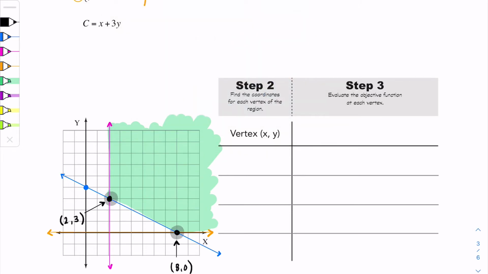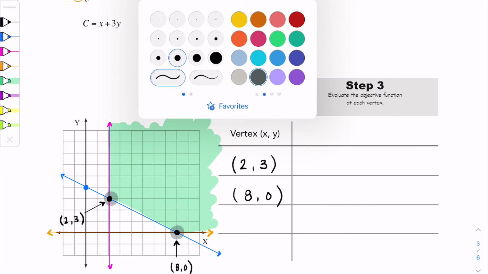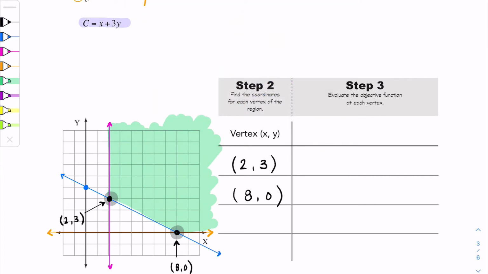If I list those as my vertices, we have 2, 3, and we have 8, 0. We need to test these values in our objective function. Don't forget that your objective function is always the equation that you have. In this case, it's x plus 3y. Don't make up objective functions.